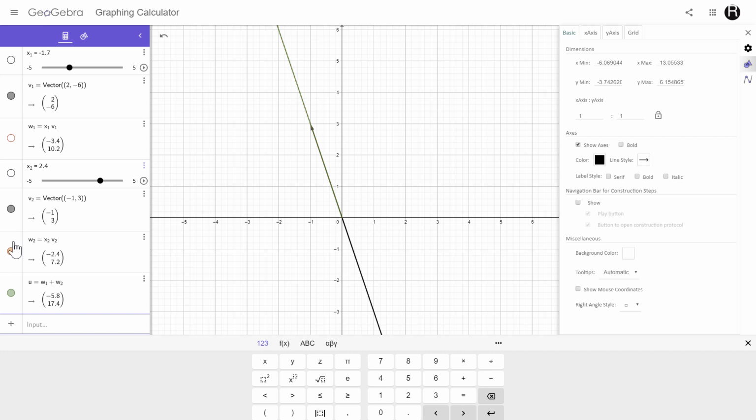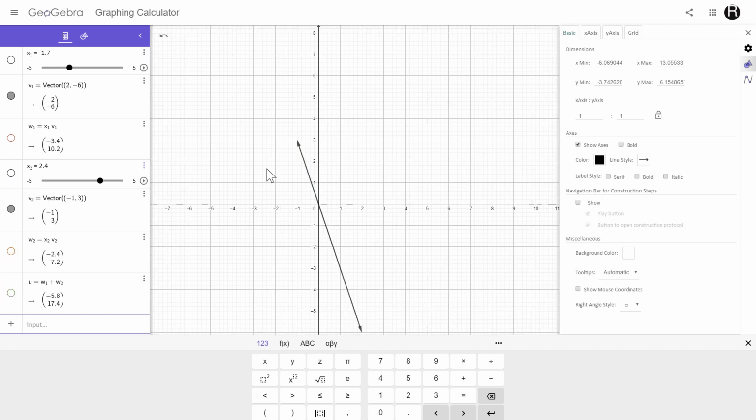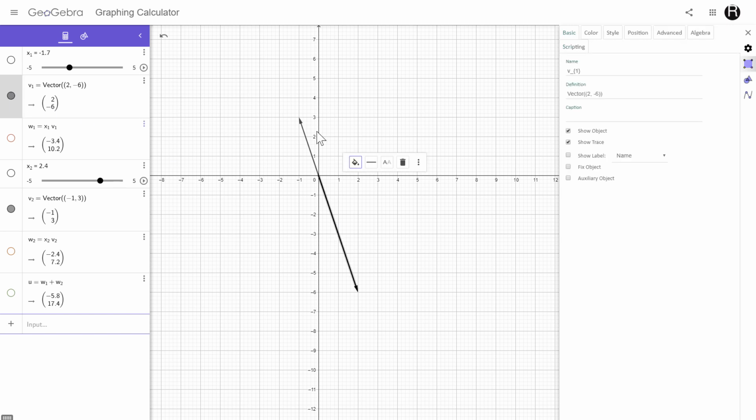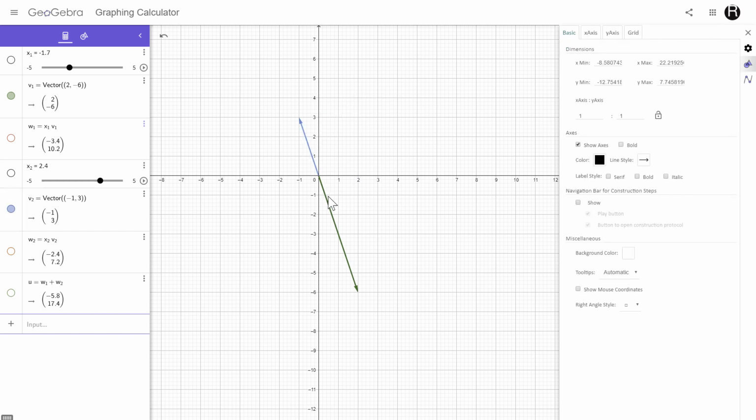Now let's take everything else out because it might get a little confusing. But if we take a look at these two vectors, they look like they lie on the same line, right? Let's change this first vector, v1, to a green vector. Let's make v2 a blue vector. So we have these two vectors.